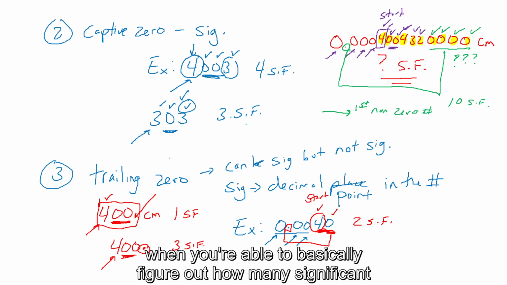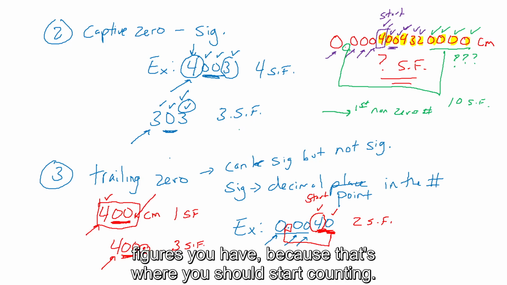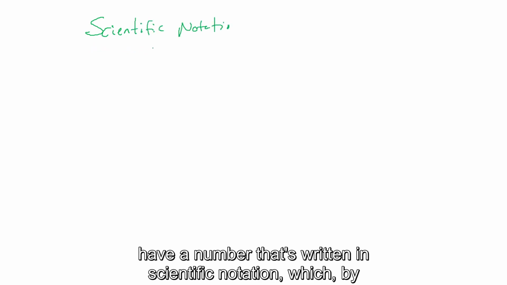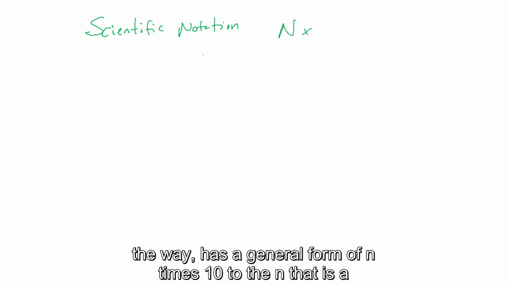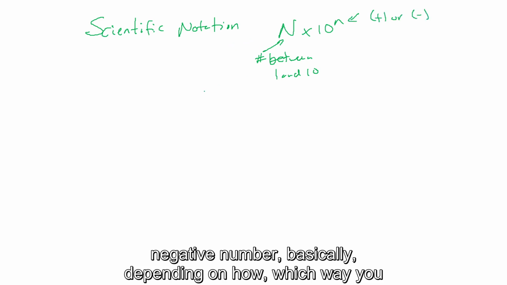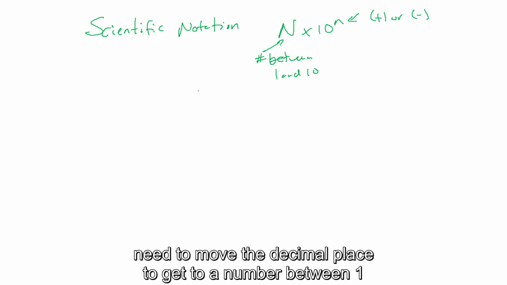That is when you're able to figure out how many significant figures you have, because that's where you should start counting. Now, a couple things before we wrap it up here. Scientific notation, which we'll maybe cover in another video. When you have a number that's written in scientific notation, which by the way has a general form of N times 10 to the n, that is a number between 1 and 10. And that is either a positive or negative exponent, depending on which way you need to move the decimal place to get to a number between 1 and 10.